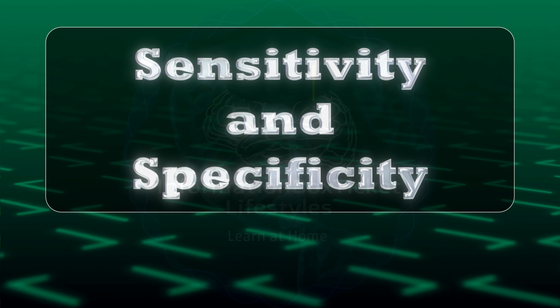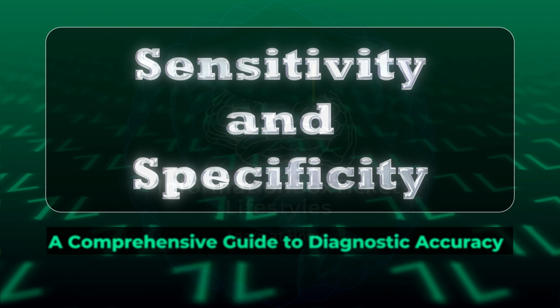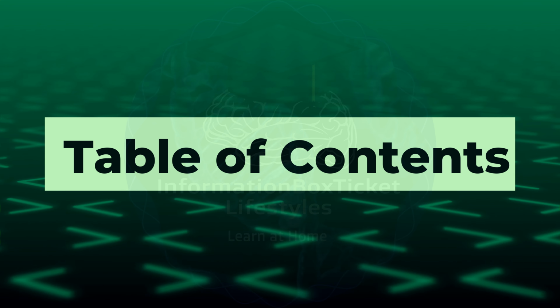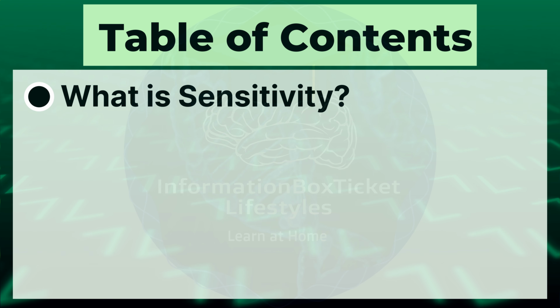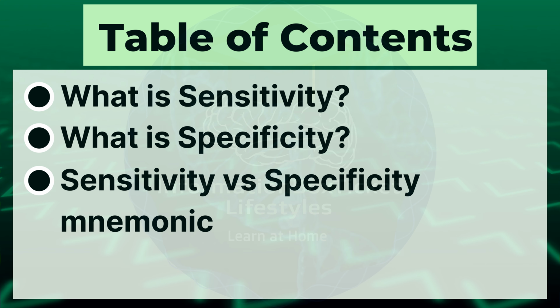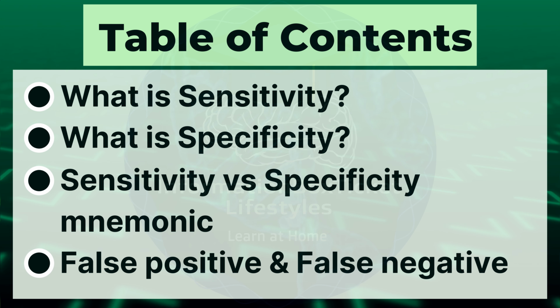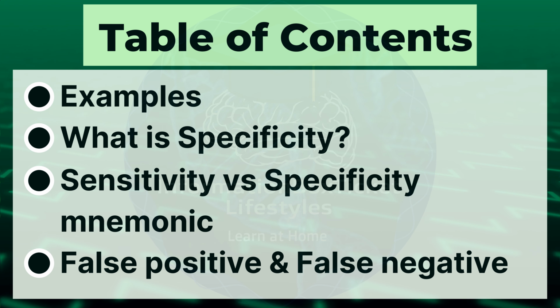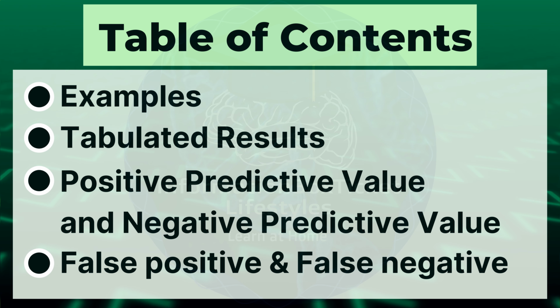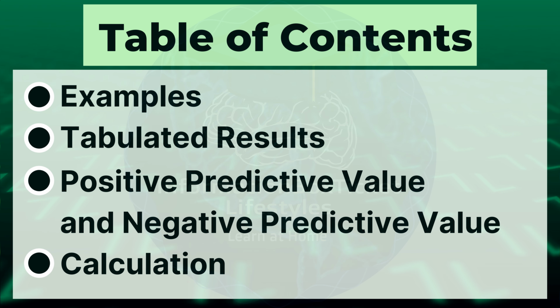Understanding Sensitivity and Specificity, a comprehensive guide to diagnostic accuracy. Table of Contents. What is sensitivity? What is specificity? Sensitivity versus specificity mnemonic. What is false positive and false negative? Example of sensitivity and specificity. Tabulated results. Positive predictive value, PPV, and negative predictive value, NPV. Calculation.